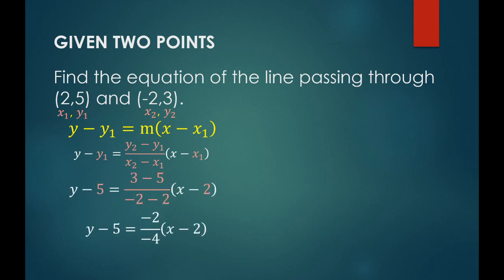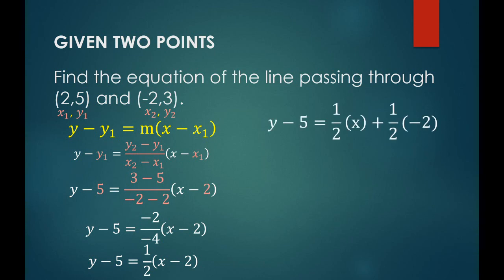y minus 5 is equal to 3 minus 5 all over negative 2 minus 2 multiplied by x minus 2. So, nakikita nyo ba yung substitution na nangyari? So, y minus 5 is equal to 3 minus negative 5 is negative 2. Kaya yan. And then negative 2 minus 2 is negative 4. Then simplifying 2/4, we now have y minus 5 is equal to 1/2 multiplied by x plus 1/2 multiplied by negative 2.